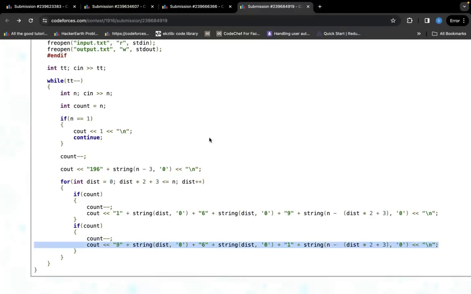Is this much clear, guys? Is this solution clear? Are there any doubts? And of course, n is equal to 1 case is the only edge case that we need to take care of because we can't make 196 and 169 out of this.